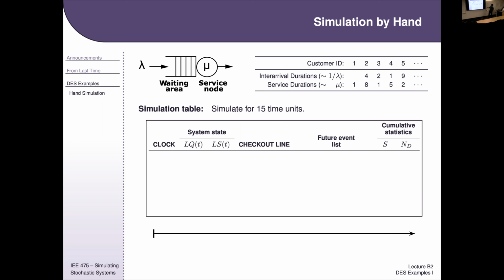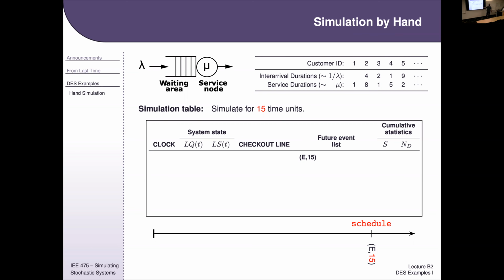So what am I going to do? Well, the thing I know is that this simulation is going to end at time 15. So the first thing I do is put time 15 in the future event list. Now I'm going to animate this timeline down here. You don't have to do this in your homework. The timeline, don't worry about that.